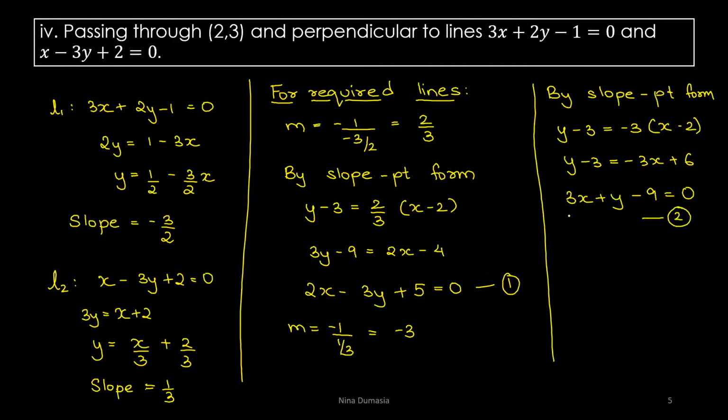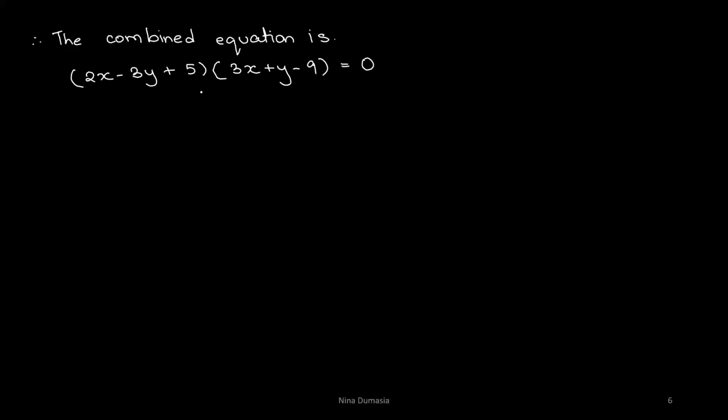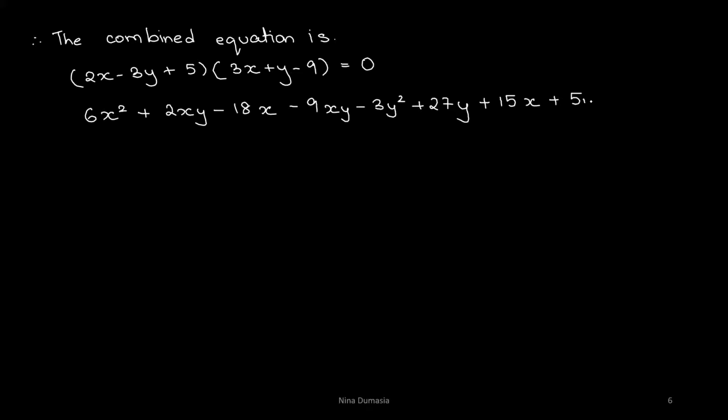Okay, so we have two equations and now we have to find the combined equation of these two equations. For this we simply just have to multiply them. So multiplying this, we will get the combined equation. So now let us multiply. This is 6x square plus 2xy minus 18x. First I multiplied x, now we will do y: minus 9xy minus 3y square plus 27y. Okay, now next plus 15x plus 5y minus 45 is equal to 0.